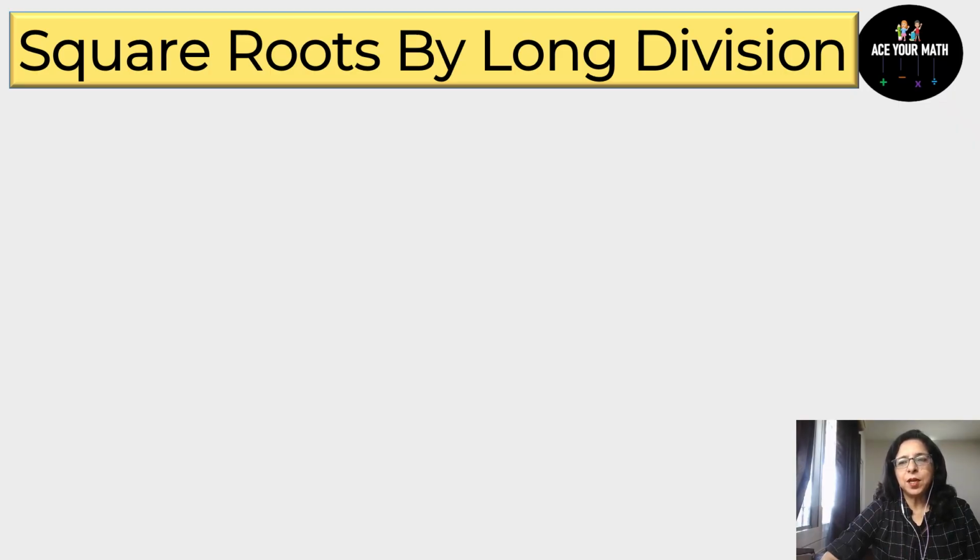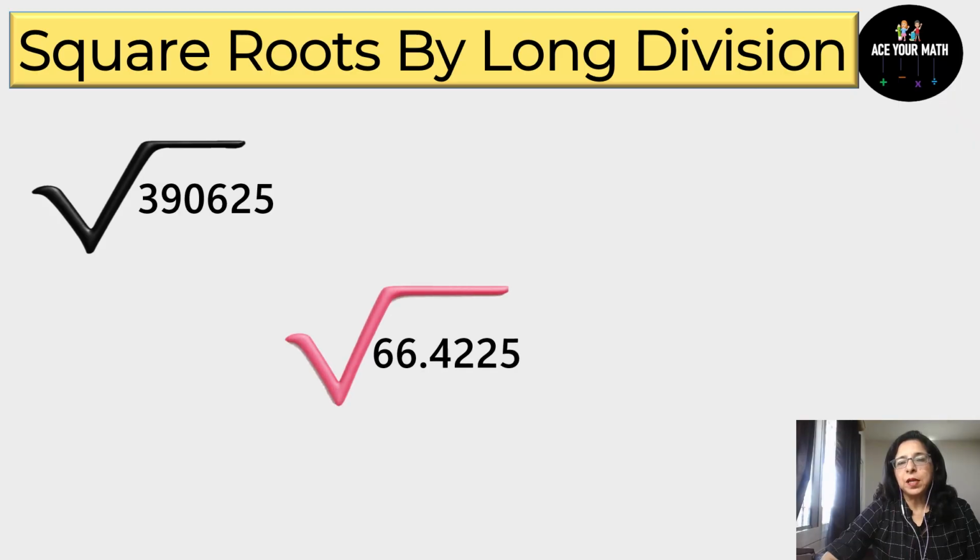In my previous video, I covered how to find square roots by a prime factorization method. That method is very useful when the number is a perfect square. But what if the given number is quite big? Or when you need to find the square root of decimal numbers? Or when you want to find the square root of 5 or 3, which are irrational numbers? Then the square roots by long division method is very useful. So today we will see how to find square roots of such numbers by long division method.